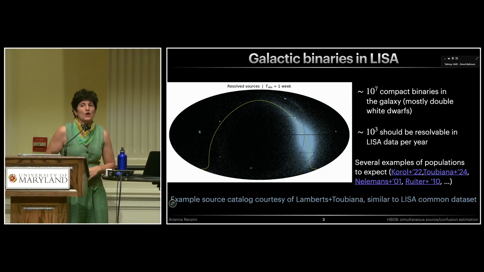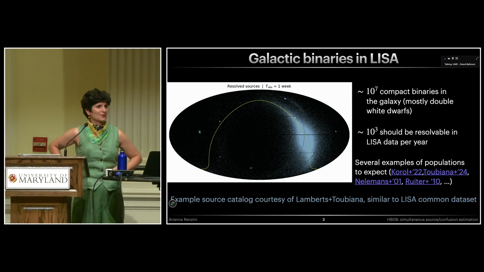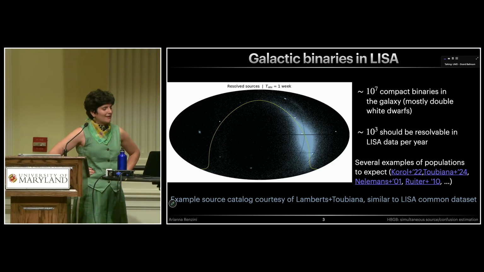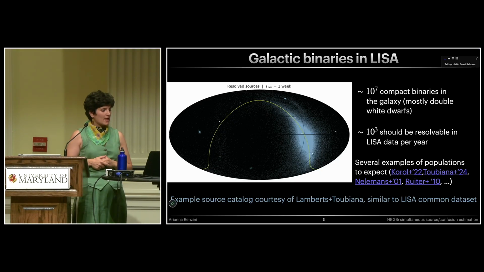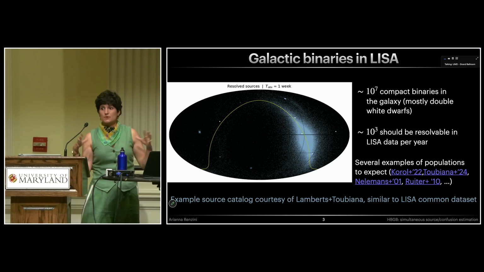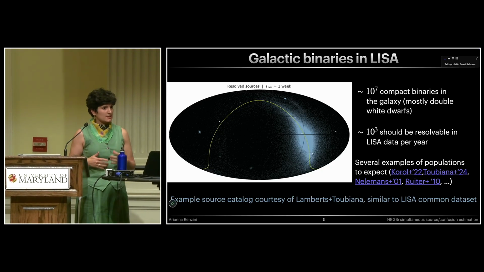So I'm sure you've heard there are galactic binaries in our galaxy, and most importantly in the LISA data. We expect around 10 million galactic binaries to populate the Milky Way, mostly double white dwarfs, and some small fraction of those, maybe roughly 1,000 per year, should be resolvable within the LISA data. So the vast majority of those sources builds up some confusion background in the LISA data.